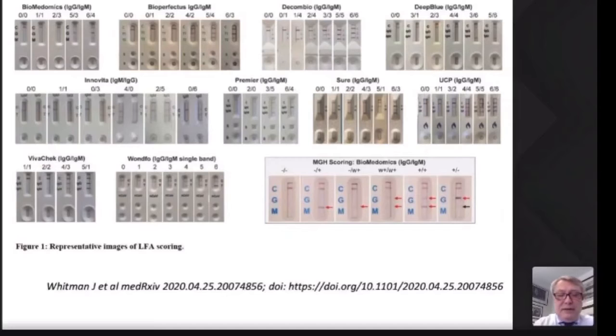This is a picture from a recently published paper in which you can see the typical pattern of the so-called point-of-care testing, lateral flow, and you can see the type of pattern, and you can appreciate that sometimes it's not so easy to recognize the band. It's not so easy to say if the band is positive or still negative.